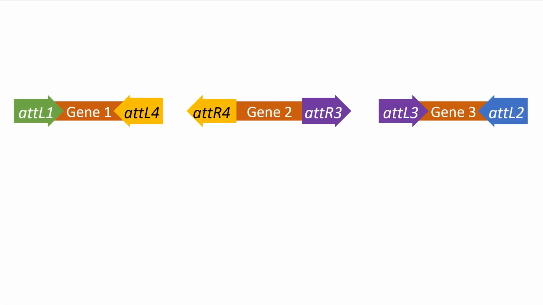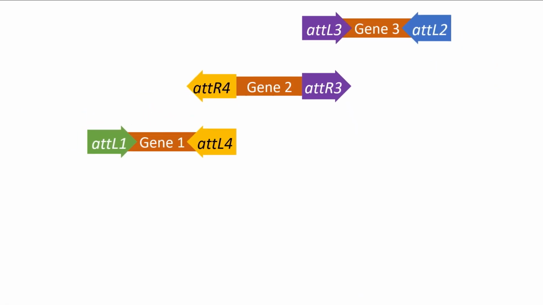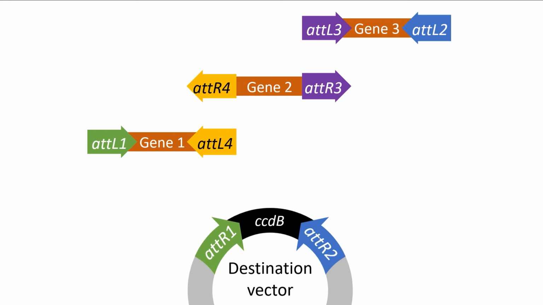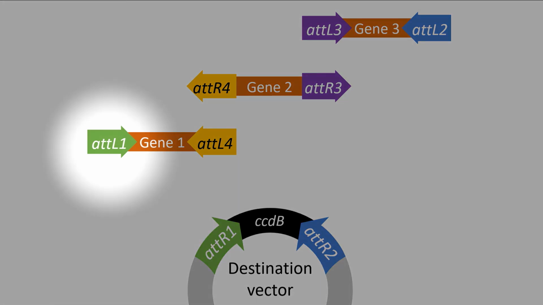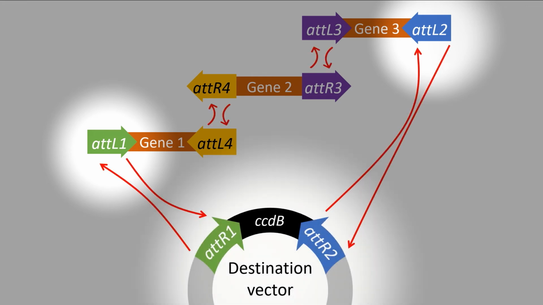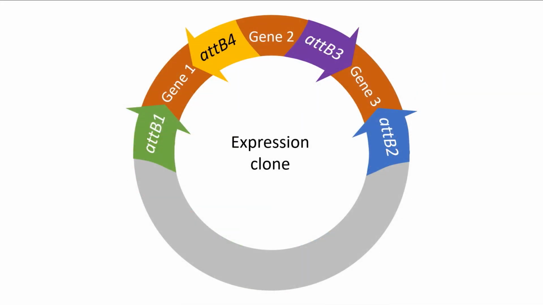For the LR reaction, you will also need a destination vector. The destination vector should contain AT-R sites compatible with the first and last AT-L sites in your entry clone sequence. For example, if your first entry clone begins with an AT-L1 site and your last entry clone finishes with an AT-L2 site, the destination vector must contain the AT-R1 and AT-R2 sites. This compatibility ensures the entry clones recombine in the correct order and orientation.